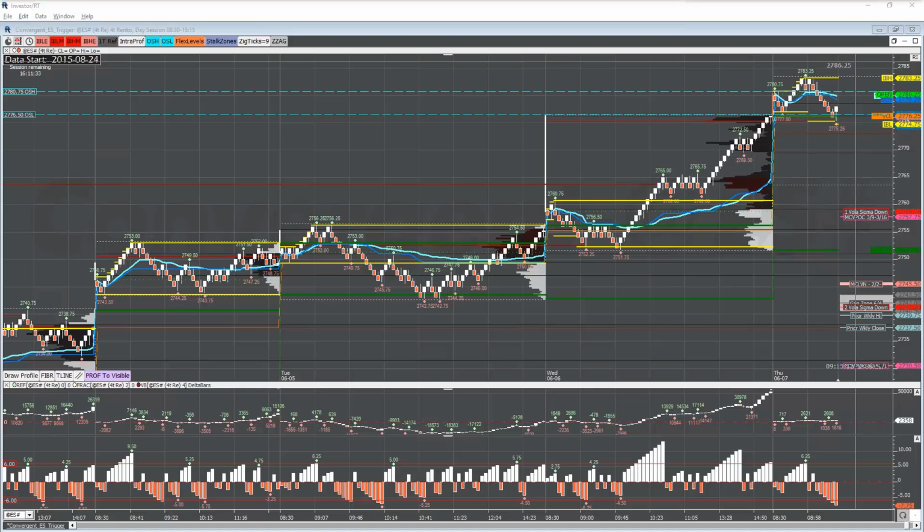Okay. Do you use footprint charts? And if so, how?